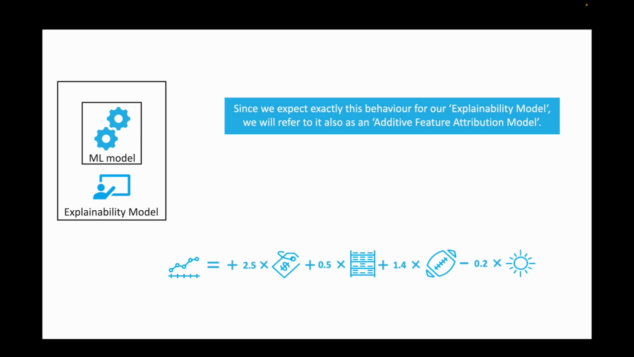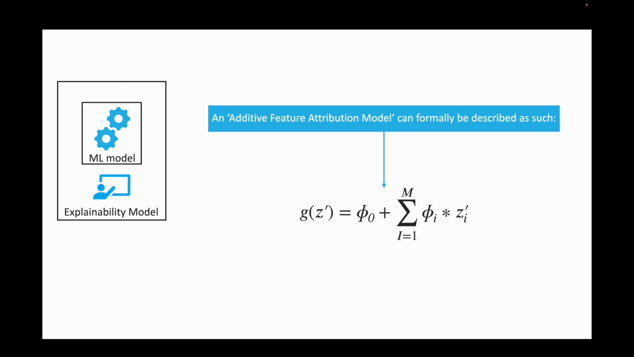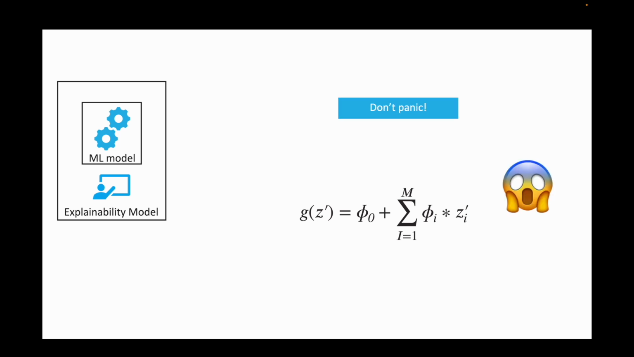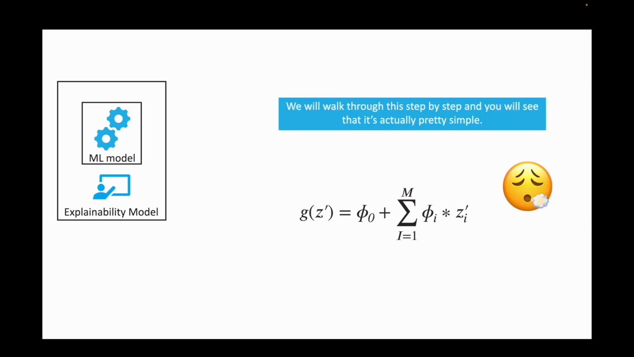Since we expect exactly this behavior for our explainability model, we will refer to it as an additive feature attribution model. An additive feature attribution model can formally be described as such. Don't panic. We will walk through this step by step, and you will see that it's actually pretty simple.